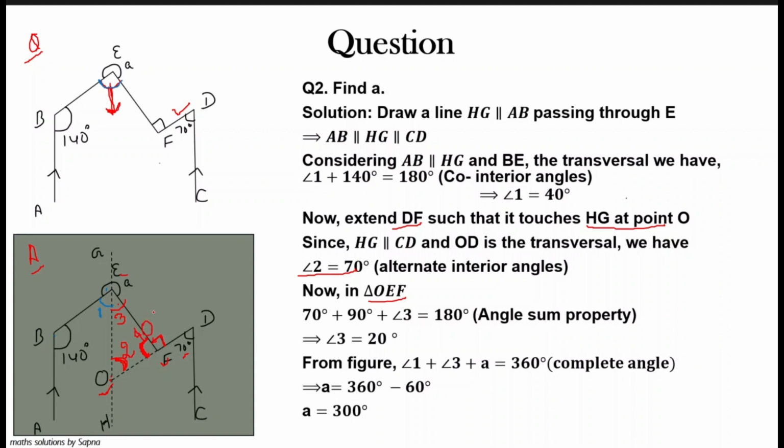Right? Angle 2 is 70, this angle is 90. So I can use the angle sum property and figure out what angle 3 is. So 70 plus 90 plus angle 3 is 180. If I solve this, 90 plus 70 is 160. So angle 3 is 180 minus 160, which is 20 degrees, right? I hope it's clear. Now, since we have angle 3 with us and angle 1 with us, moving back to the first step, for which we have come this much far.